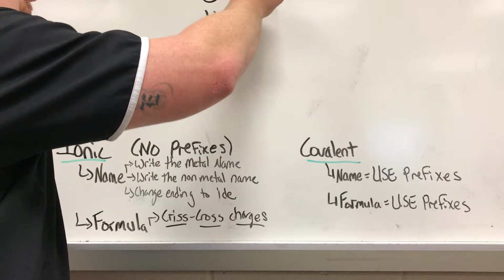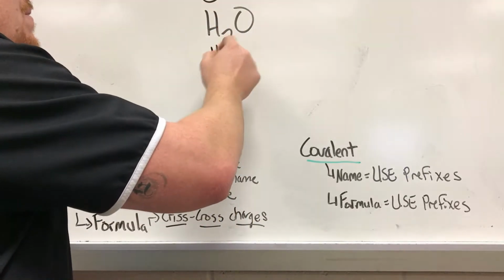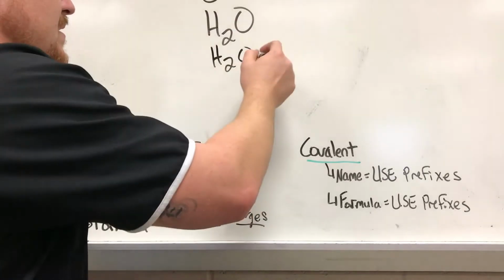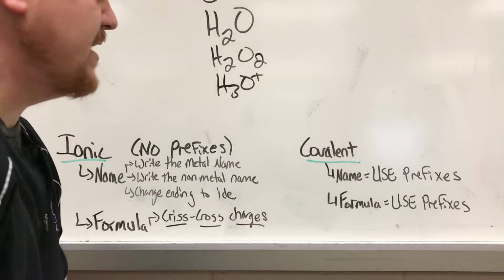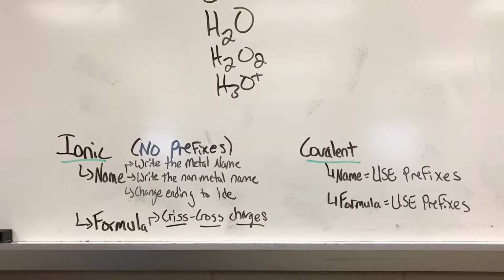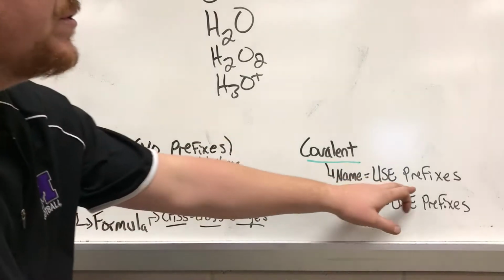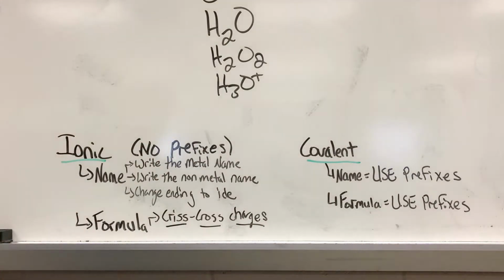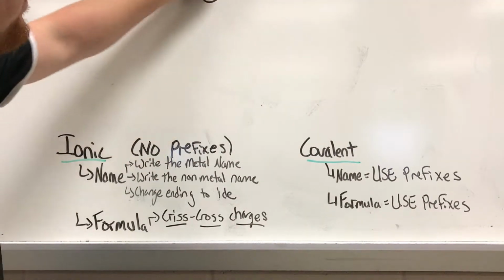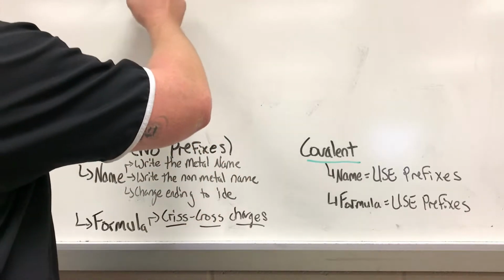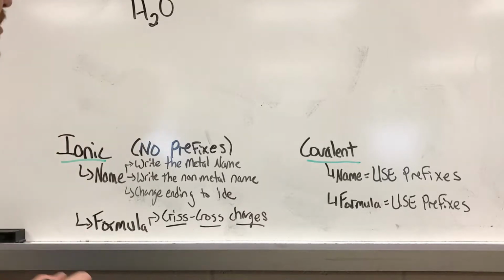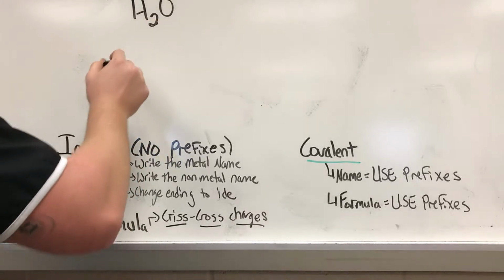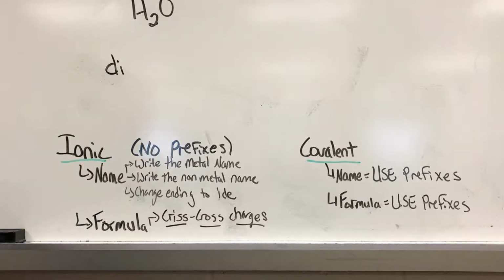Hydrogen and oxygen can bond to form water. Maybe they form the hydroxide polyatomic ion. Maybe they form hydrogen peroxide. Maybe the hydronium. There are many different ways hydrogen and oxygen can bond with each other. Since covalent compounds can bond in many different ways, we have to use prefixes so that we know which form of the compound we are talking about. If we're talking about H2O, we have to clearly state in the name that there are 2 hydrogens and 1 oxygen. So we will use di for the prefix 2.